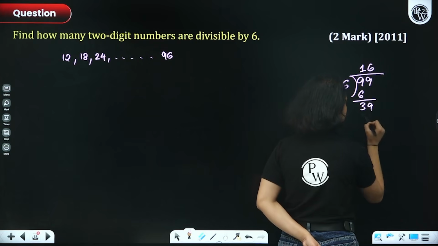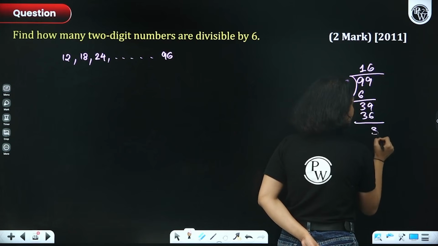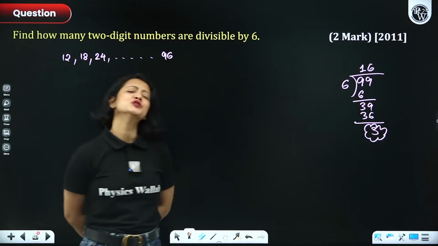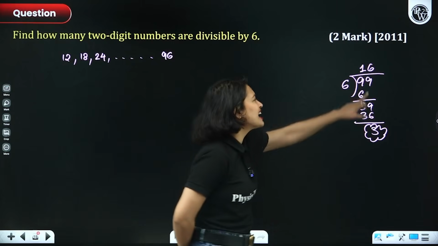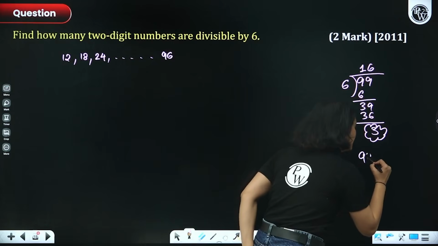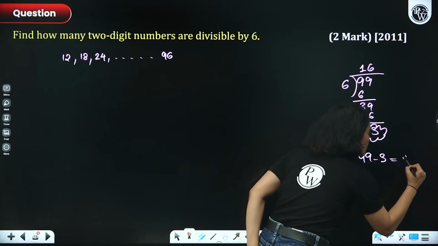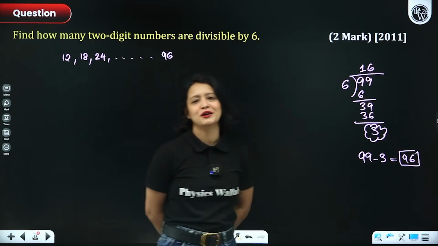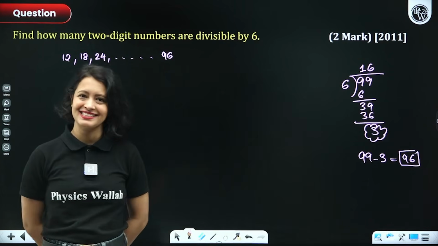39 divided by 6, I get 3 as the remainder. What do I get? I get 3 as the remainder. So that tells me that if I subtract 3 from 99, whatever number I get would be a multiple of 6, or it would be divisible by 6.